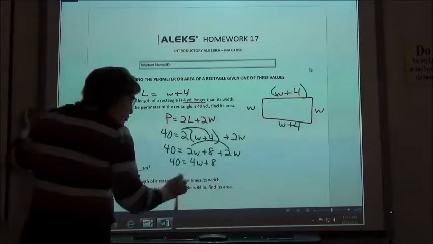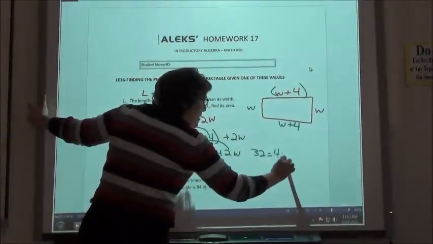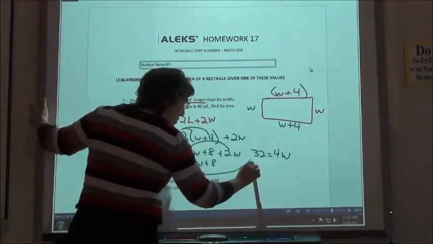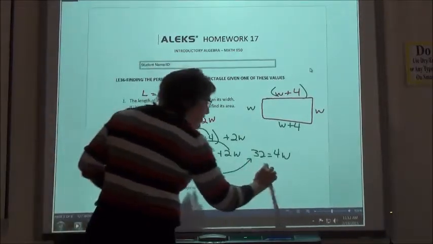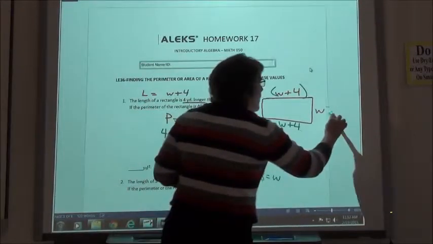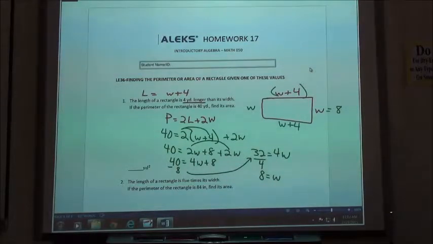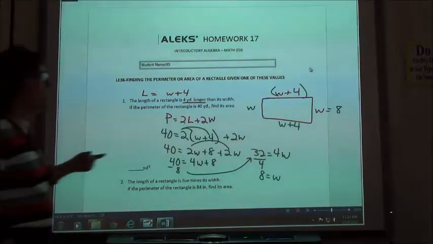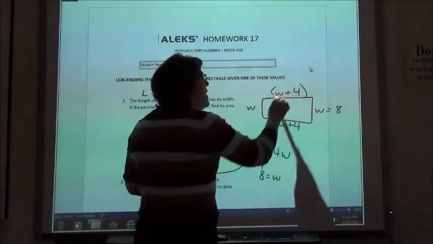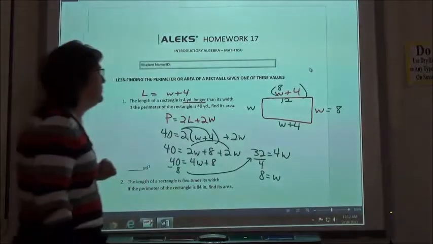Solving this, I'm going to subtract my 8. So 32 is equal to 4W. And then, of course, I have to divide by 4. 8 is going to be my width. So over here, W equals 8. My width is 8. I still want to know what my length of that rectangle is, so I'm going to go here and say, okay, the length side is 8 plus 4, so my length is going to be 12.